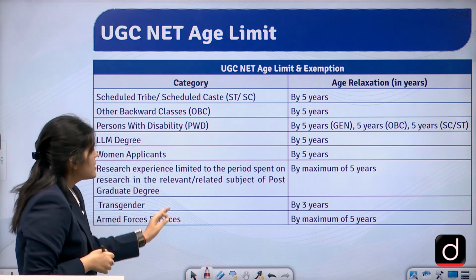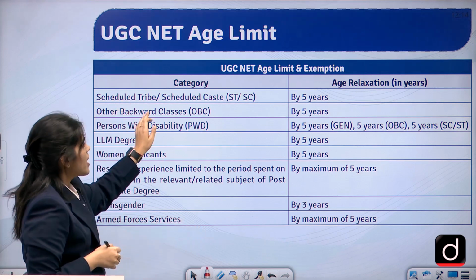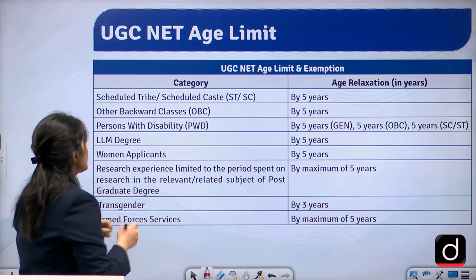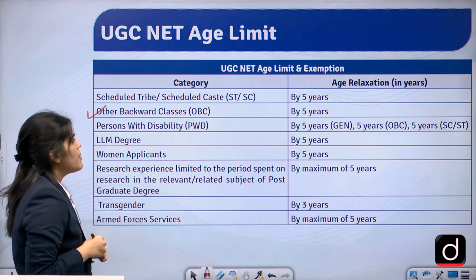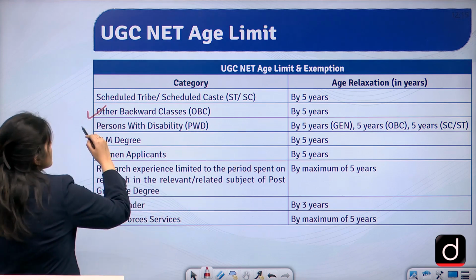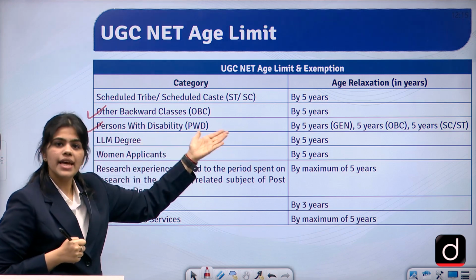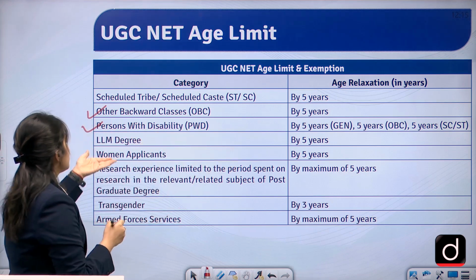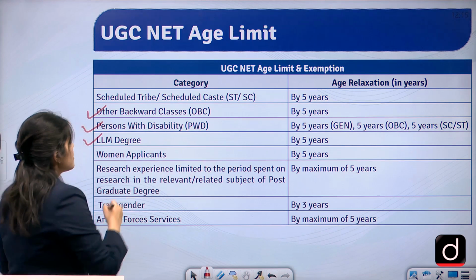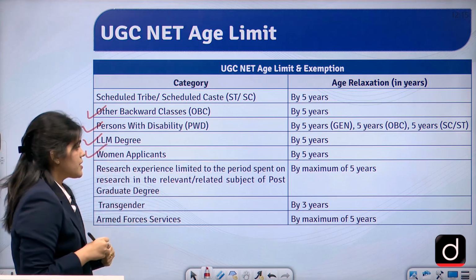So, these are the certain categories in which age relaxations are given. The scheduled tribe and scheduled caste have an age relaxation of 5 years. Then we have OBC, that is the other backward classes, that have the age relaxation of 5 years. In fact, the PWD, that is the persons with disability, also have age relaxation of 5 years. The students who have LLM degree have relaxation of 5 years. Women applicants also have a relaxation of 5 years.